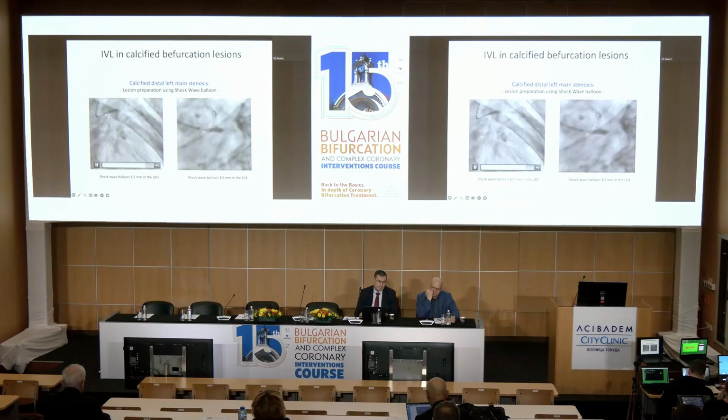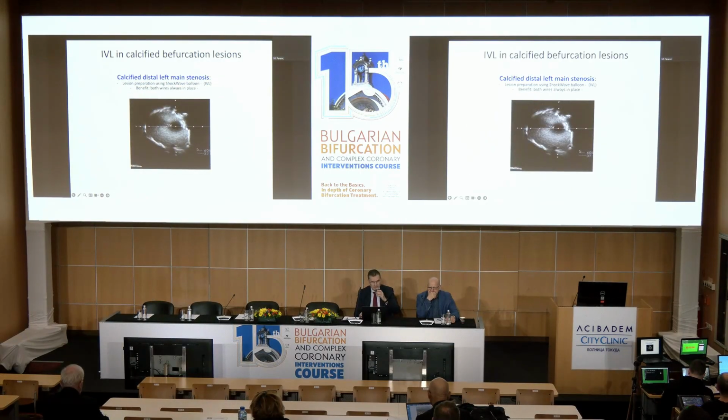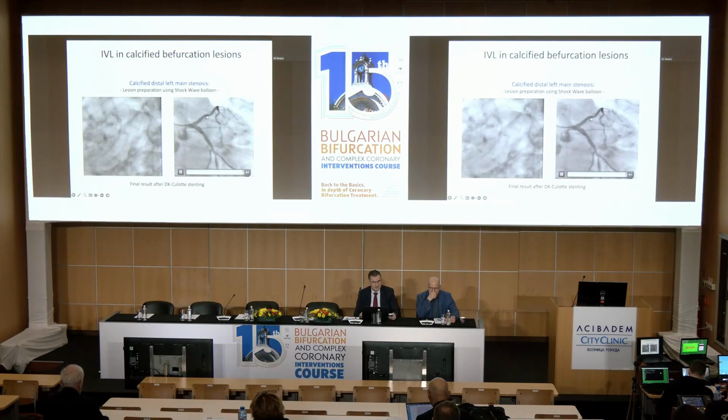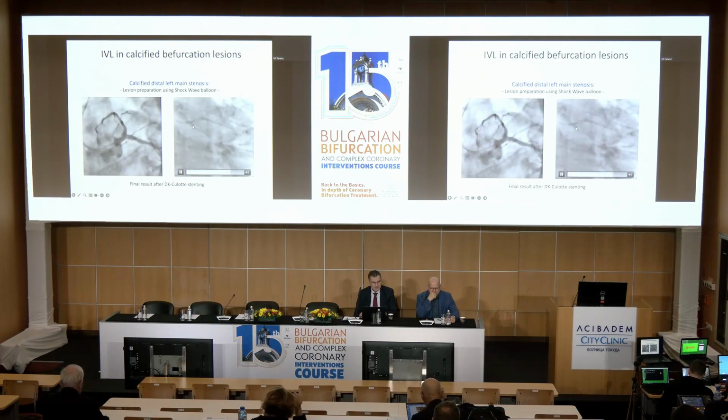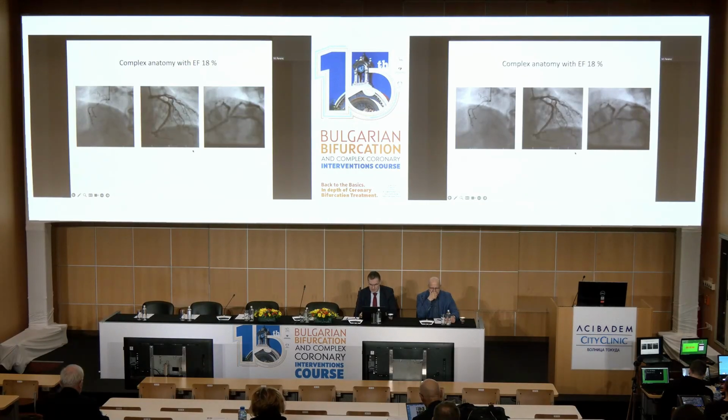So you predilate, make a channel of around 1.5 millimeter. Then you can go with a 3.5 Shockwave. And finally, you can manage this very, very calcified lesion by culotte. It was DK culotte stenting. So with all these modalities, you can manage this very nicely.